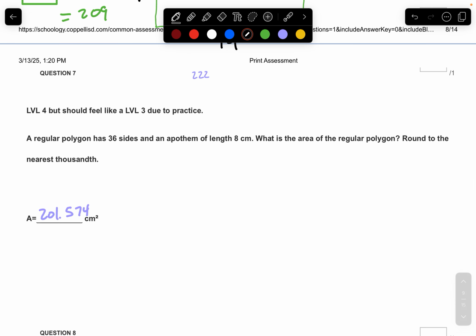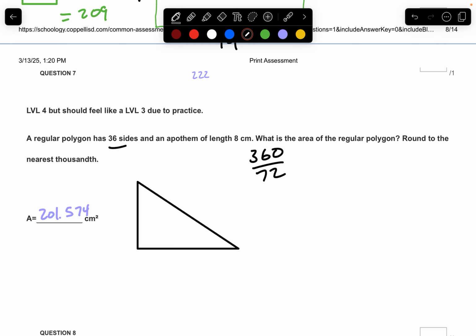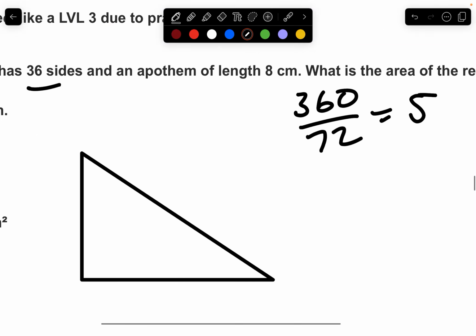A regular polygon. The second I see that, I'm drawing my right triangle. It has 36 sides. So I'm going to do 360 divided by 72. Well, 360 divided by 36 is 10, divided by 2 is 5. So that's going to be 5. That is the angle at the top.